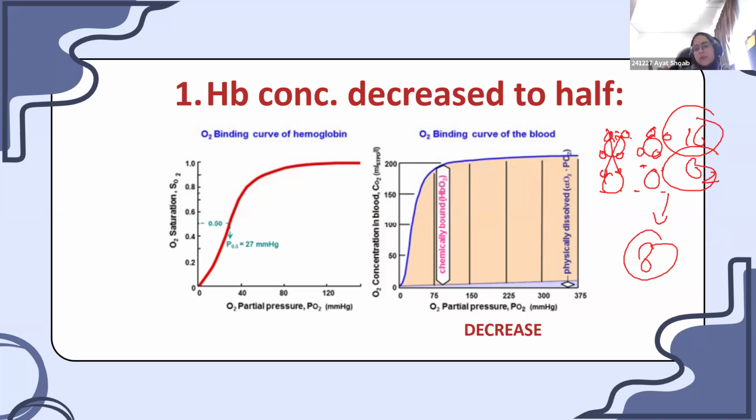Because I said concentration. What was concentration? Concentration was both bound and unbound. Here, when we talk about just bound, you reduced it, right? You reduced it from 16 to 8. So your concentration eventually decreased.